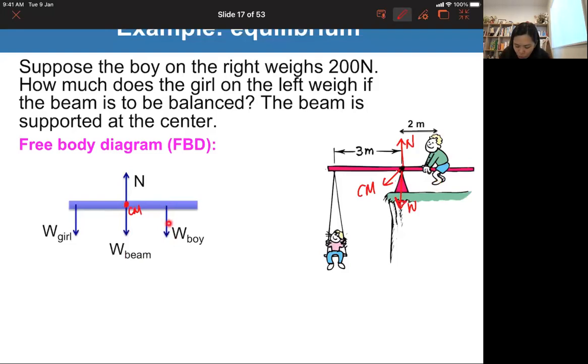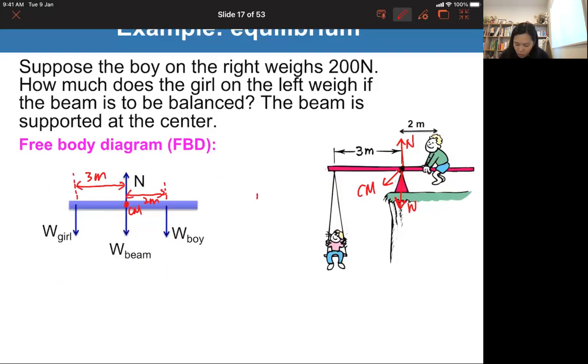And so you have to draw the weight force at the approximate location of the boy, so this is approximately 2 meters from the pivot point. Similarly, the weight force exerted by the girl on the beam, on the left, is approximately 3 meters away from the pivot point, from the support. So your free body diagram will be extended as such.